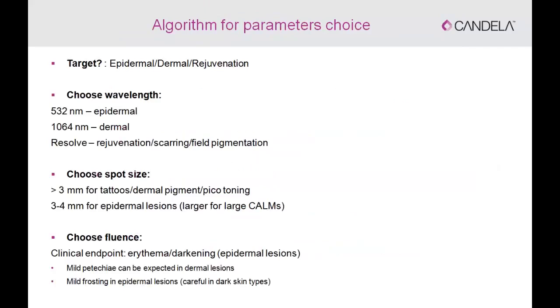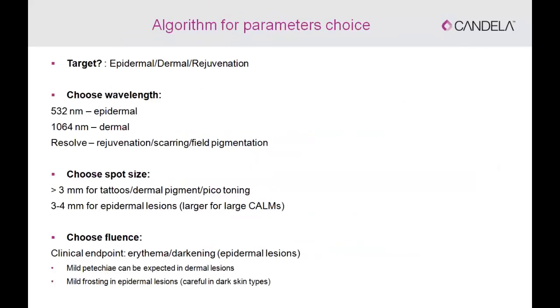So for epidermal pigmentation, the 532 nanometer is your wavelength of choice, and for dermal pigmentation, the 1064. The Resolve handpiece, which is the fractional non-ablative handpiece of the PicoWay, can then be used for rejuvenation or for acne scarring, or what I would describe as field pigmentation. That is when you have a large area of pigmentation that you would like to treat. In addition, there is the Zoom handpiece, where I find it particularly useful as well. And then you will choose your spot size.